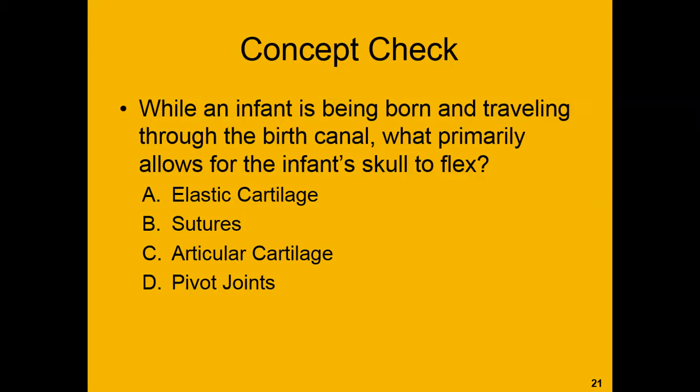So, class, concept check. While an infant is being born and traveling through the birth canal, what primarily allows for the infant's skull to flex? Is it elastic cartilage, sutures, articular cartilage, or pivot joints? Go ahead and rewind the video and get me an answer. It is not in your textbook, so don't bother checking there.